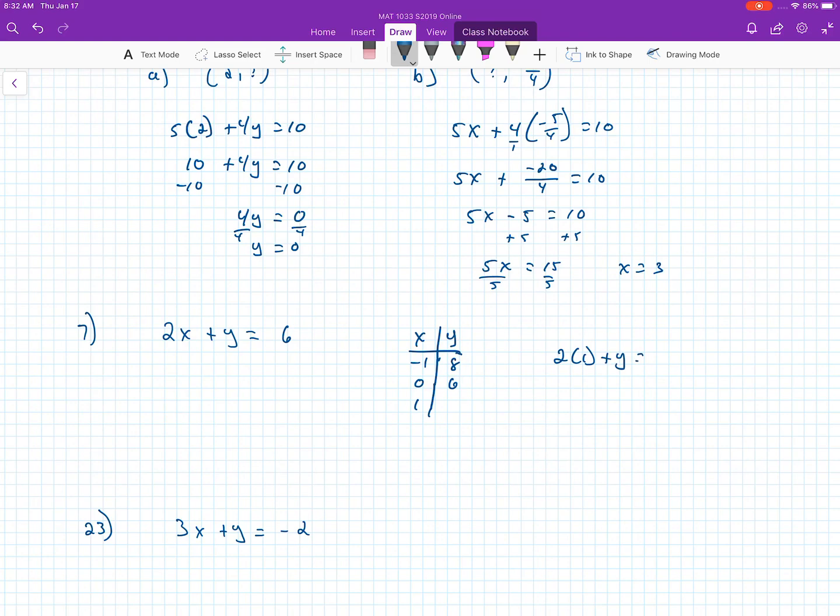And then 1. So 2 times 1 plus y is equal to 6, so that's going to be 2, right? 2 times 1. Subtract 2, and y is equal to 4. So those are my 3 ordered pairs, right? My 3 ordered pairs that I have are (-1, 8), (0, 6), and then (1, 4).